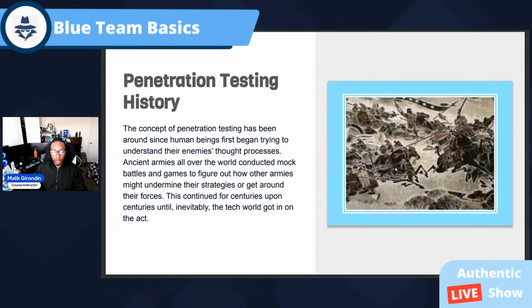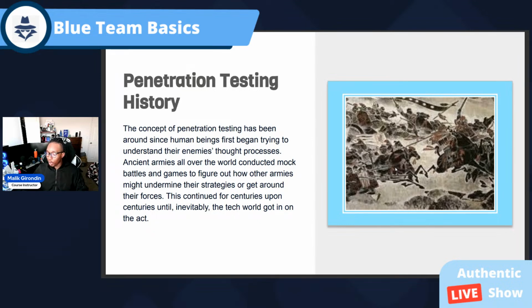Penetration testing history. The concept of penetration testing has been around since human beings first began trying to understand their enemies through processes. Well, I'm going to stop there because people are probably like, whoa, what do you mean? Penetration testing's been around since computers? Since what are you talking about? Ancient civilization? No. Calm down. Penetration testing is a concept. All right. Look what it says. Understanding their enemy's thought process.